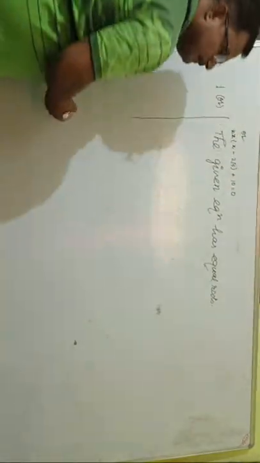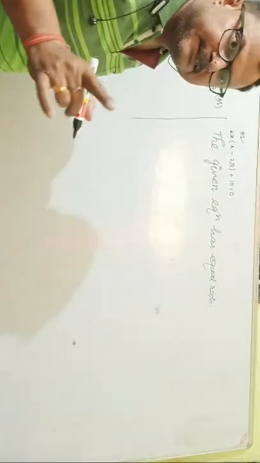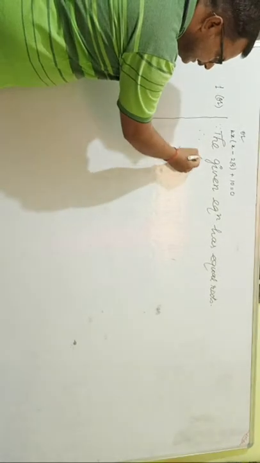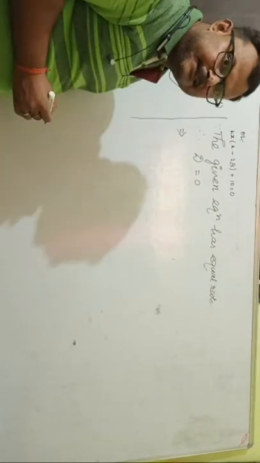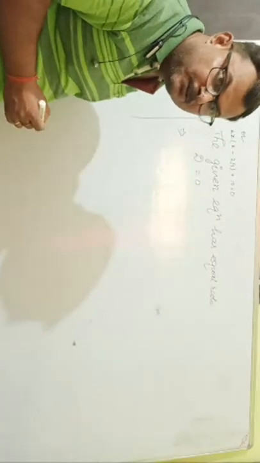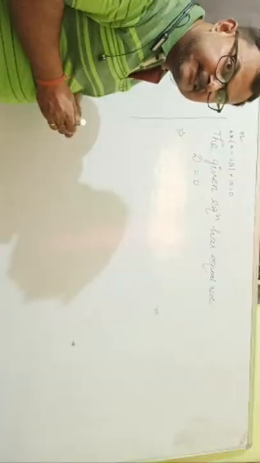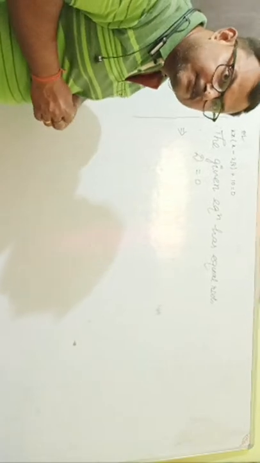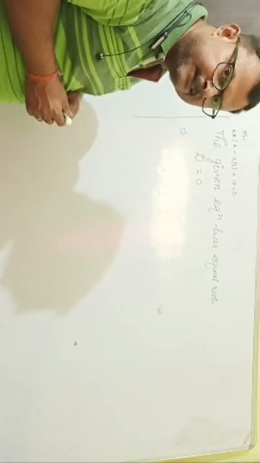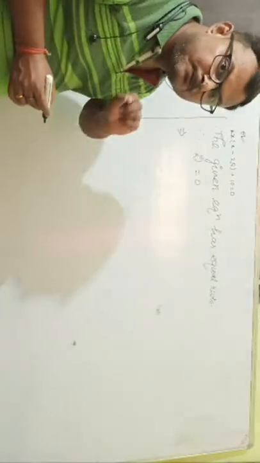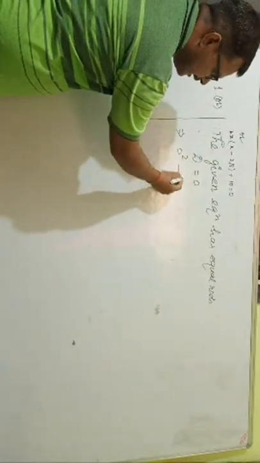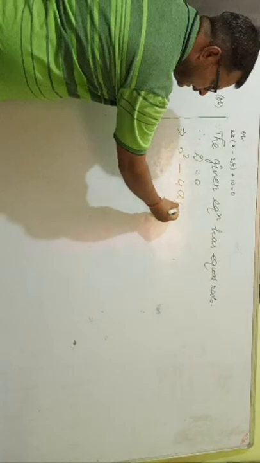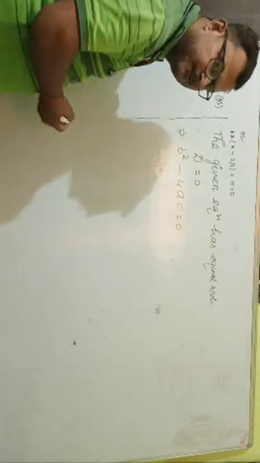if the given equation has equal roots, it means the discriminant must be 0. Therefore, D is equal to 0. And what is D? D is the discriminant. It signifies the nature of the roots of the given quadratic equation. And D is equal to B square minus 4AC. I hope you are able to see it.